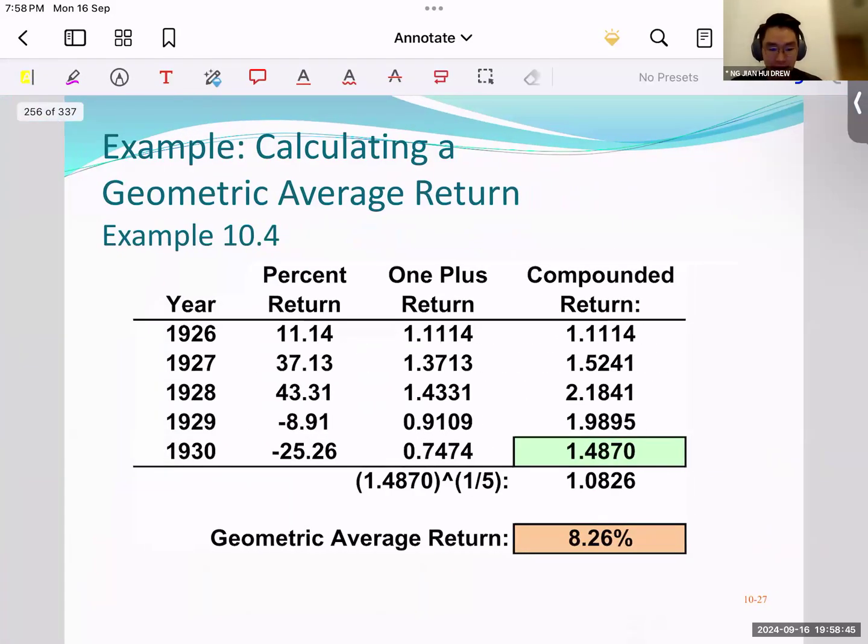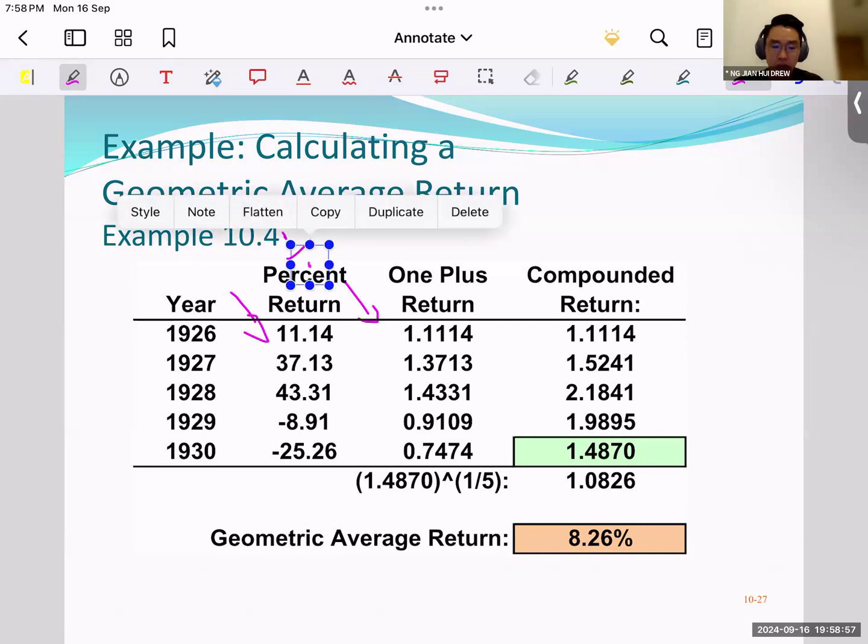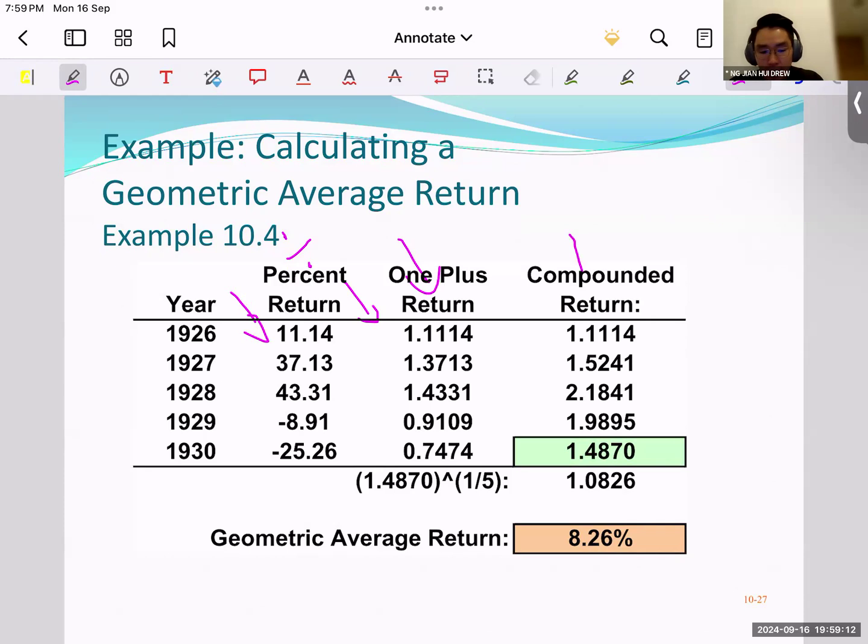So now we have an example here with some returns to illustrate geometric returns to you. We have the returns given here. Now you just do one plus the returns, right? Because these are in percentages. So 11.14% is 0.1114, right? So we have one plus the returns. And then after that, you compound. What does compound mean? You take this return, this one times this one, right?